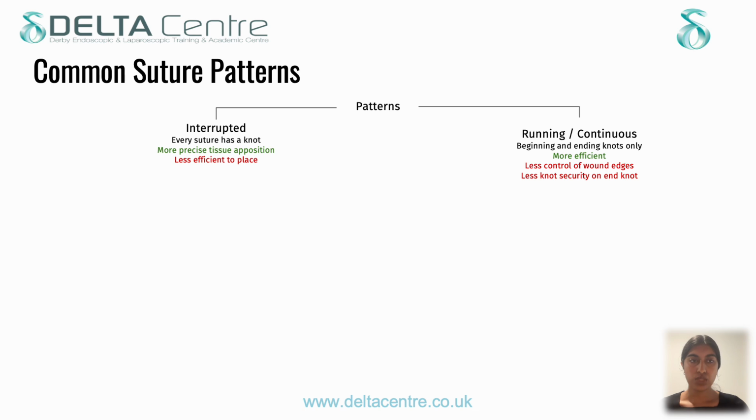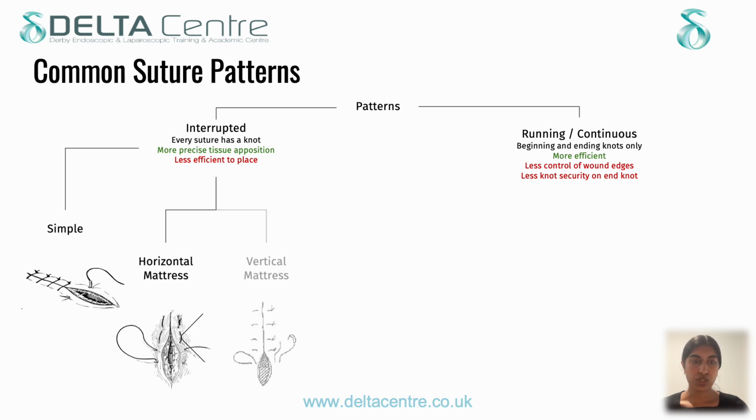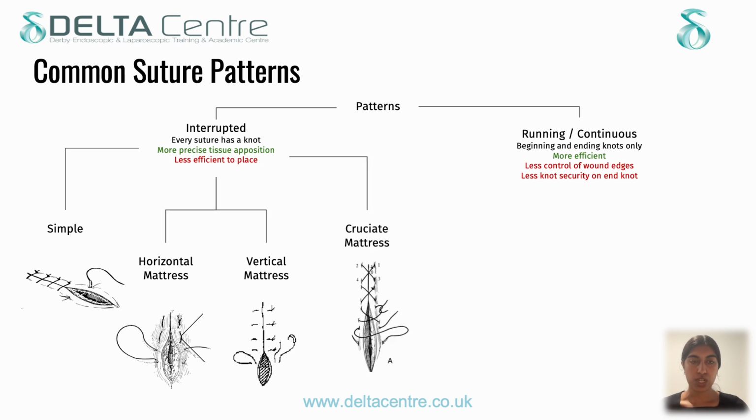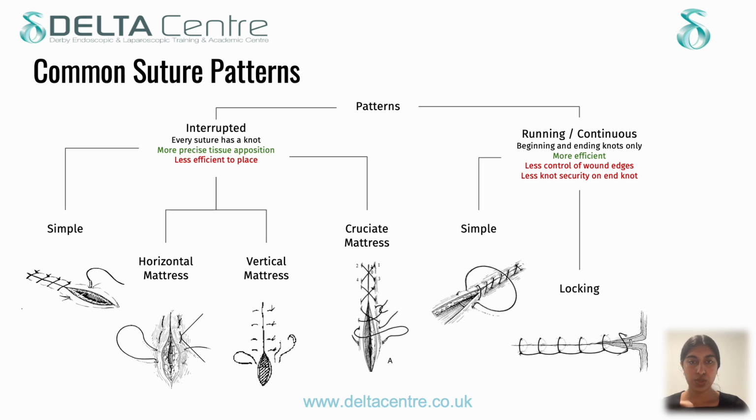Examples of interrupted suture patterns include simple, horizontal mattress, vertical mattress, and cruciate mattress, which forms an X-shaped pattern. Examples of continuous suture patterns include simple, locking, and subcuticular.